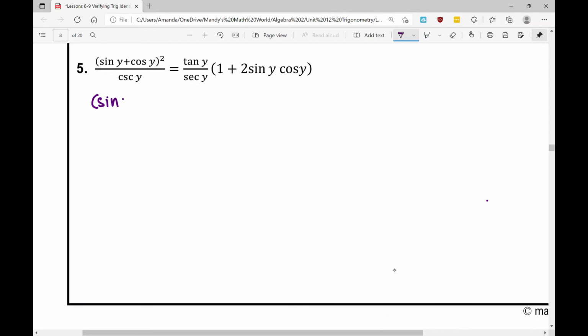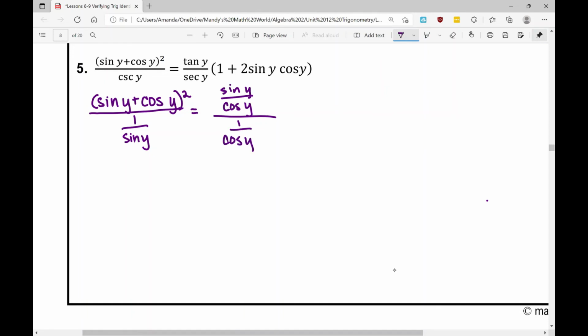We've got sine y plus cosine y squared divided by cosecant y, that's the reciprocal of sine. So I'm going to rewrite that as 1 over sine y equals, let's rewrite tangent and secant. So how would I rewrite tangent y? As sine y over cosine y. And then secant is the reciprocal of cosine, so I'm going to rewrite that as 1 over cosine y. And then let us not forget times 1 plus 2 sine y cosine y.